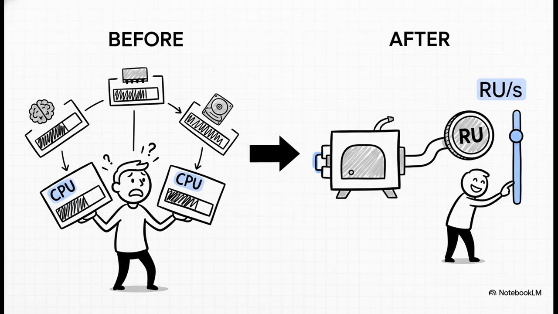Just think of it like a universal currency for your database performance. Instead of trying to juggle separate costs and limits for CPU, memory, and I/O, you just provision the amount of this performance currency you need. It makes capacity planning so much simpler.